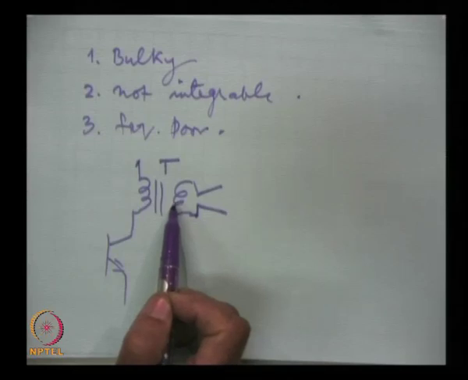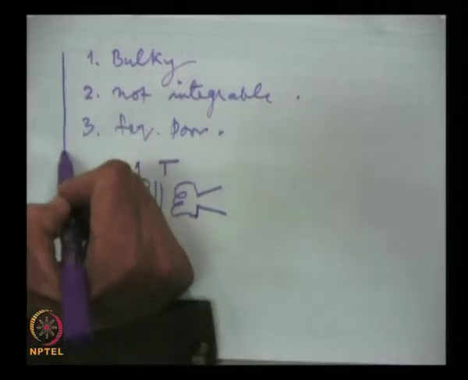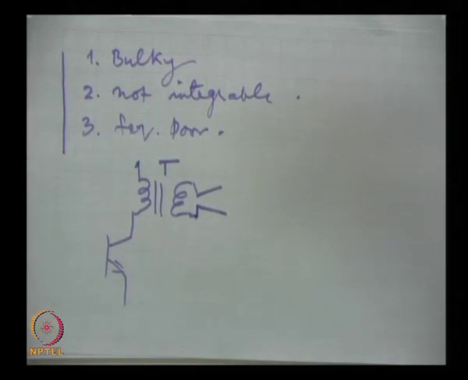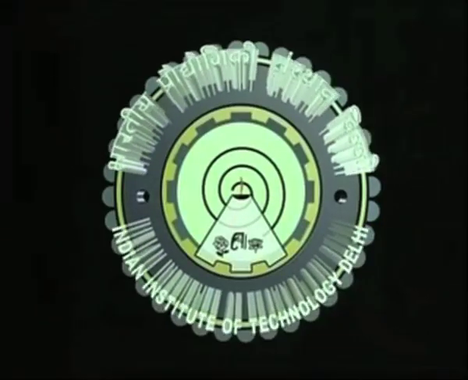So, that is the advantage, but these three disadvantages they restrict the use of transformer coupling, and it is very bulky, they are having much weight as compared to other parts and not integrable. Transformers cannot be integrated like capacitor can be integrated, transistors are of course integrable, and frequency response in general is poor. So, that finishes our module 4.